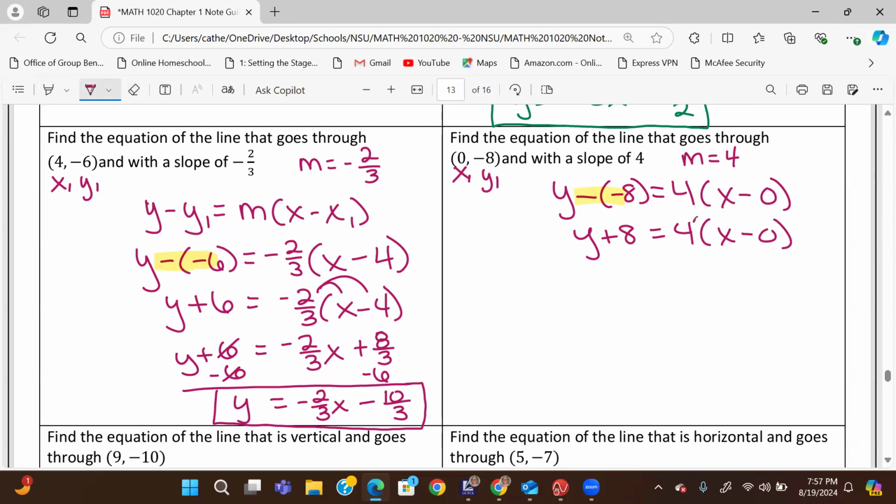All right, so on the right side, we're going to distribute. We're going to multiply that 4. So 4 times x is 4x. And 4 times 0 is just 0, so we don't write plus 0.